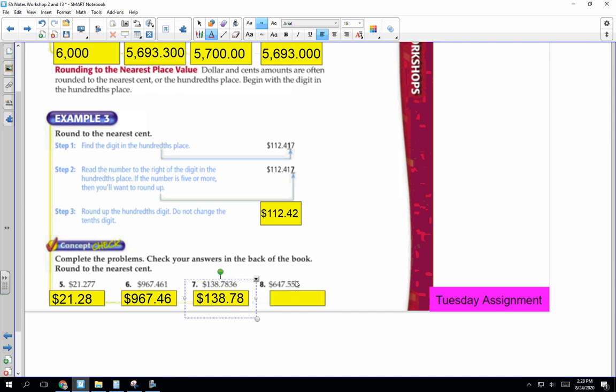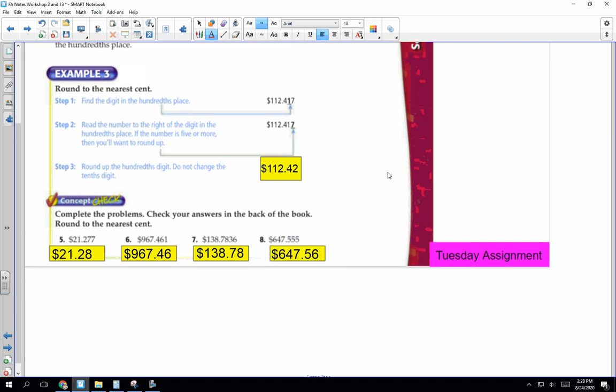All right. Our last number, 647.555. We're going to round to the middle 5. The number to the right of it is 5 or more, so this middle 5 is going to become a 6. So we put our dollar sign, because we're talking money, super important, 647.5, and it becomes a 6.